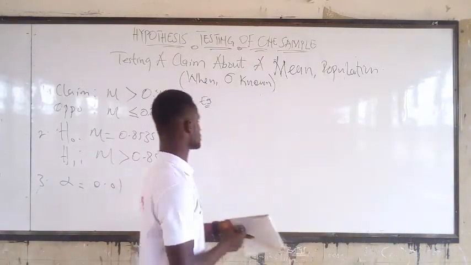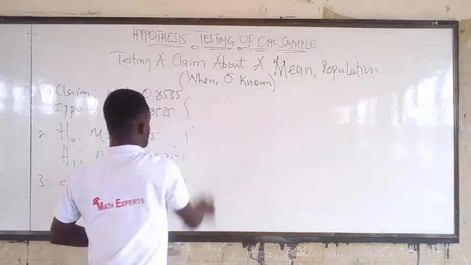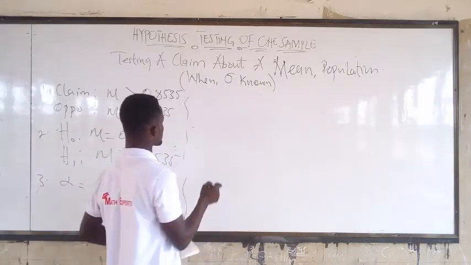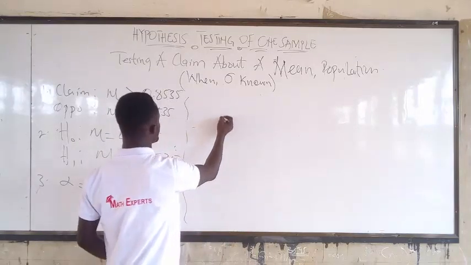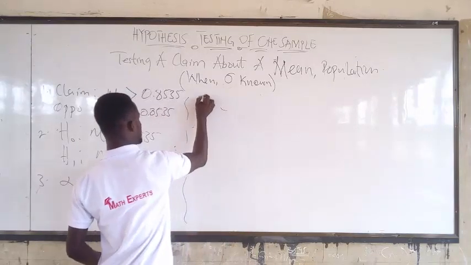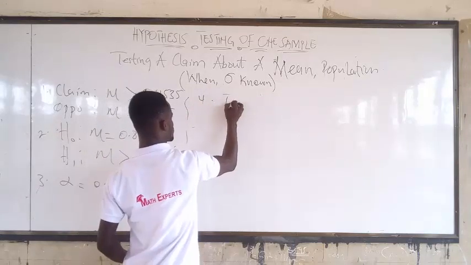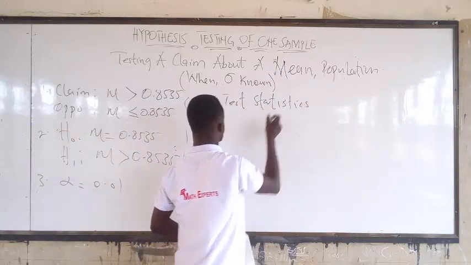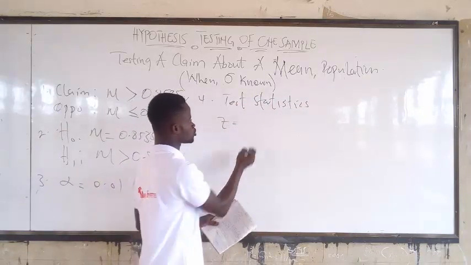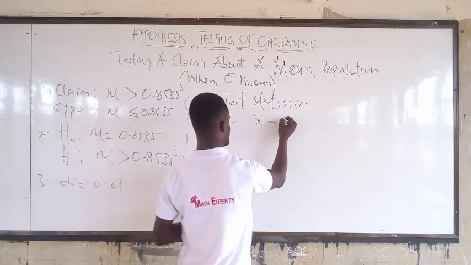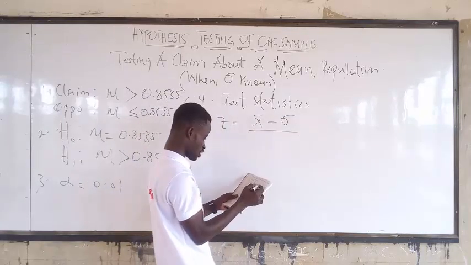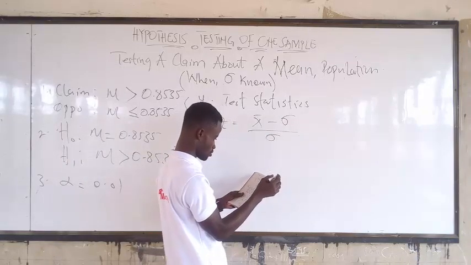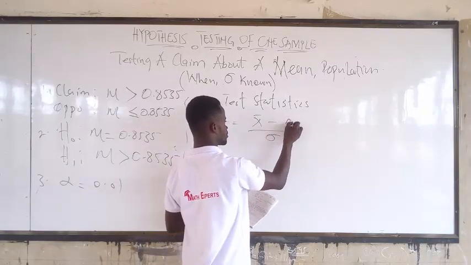Test statistics. So let's go and calculate our test statistic. We know that the fourth stage is the test statistic, and that is equal to x bar minus the population mean, divided by the population standard deviation over root n.